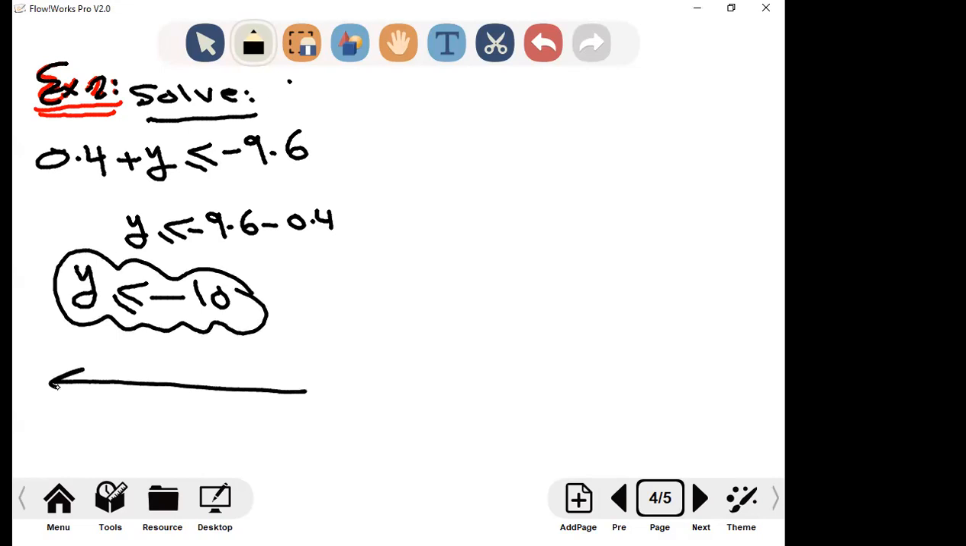Let's graph it. This is the negative 10. Closed circle, less than, I'm going to the left. Any number on this side is a solution, any number here is not. And negative 10 is also a solution. Okay? Done? You have a check after this example, do it.